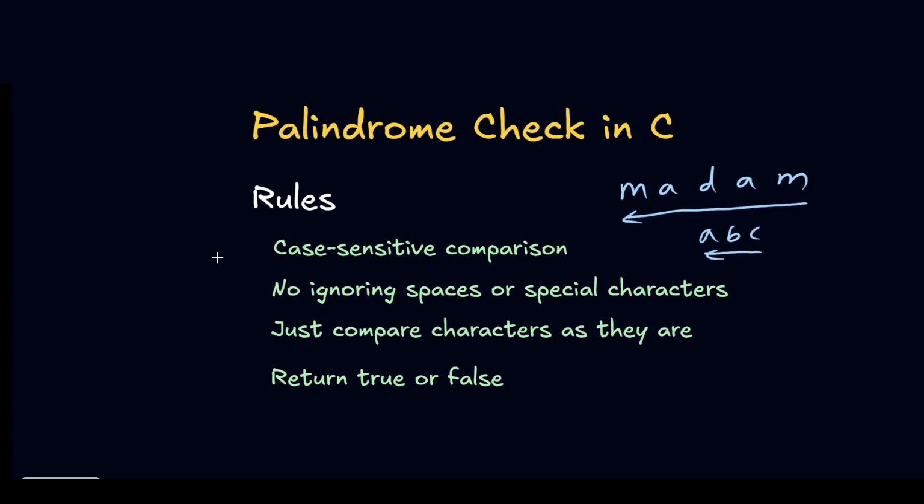Here are the rules to solve this problem. We need to do case sensitive comparison. We don't want to ignore any spaces or special characters. We just want to compare strings as they are. Our function should return true if the string is a palindrome and false if it is not.